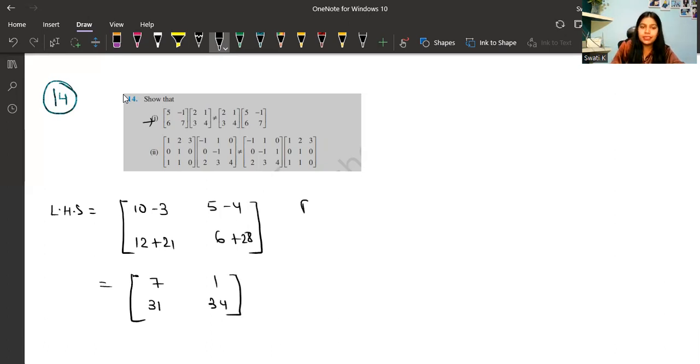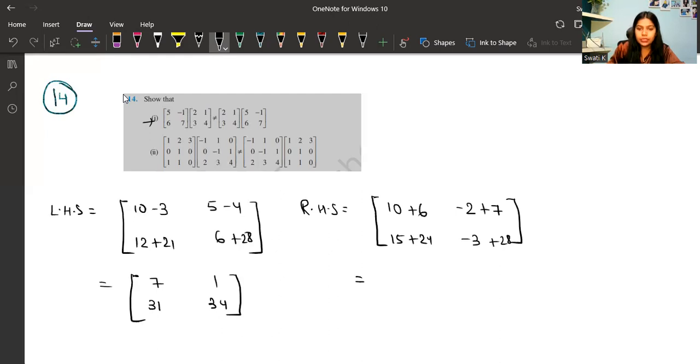Now let's simplify the RHS. This is very simple. So clearly 2 times 5, 10, and then 1 times 6 is 6. Next is 2 times minus 1 is minus 2, 1 times 7 is 7. Next is 3 times 5 is 15, 6 times 4 is 24. Next is 3 times minus 1 is minus 3, plus 4 times 7 is 28. So clearly, if you just check, this is 16, this is 5, this is 39, and this is 25.